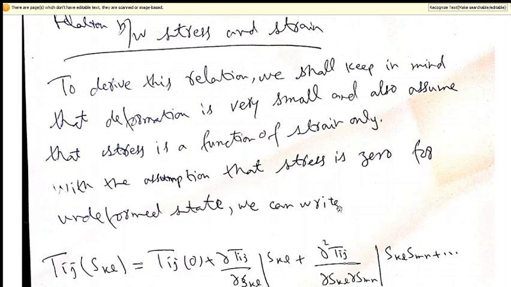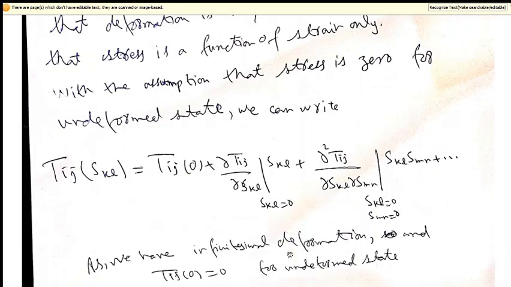So this is written here with the assumption that stress is 0 for the undeformed state. We can write this with the help of a Taylor series at x equal to 0, where we are taking the center of that series to be 0. This is Tij as a function of strain SKL, equals Tij at 0 plus its derivative with respect to SKL at SKL 0 times SKL h, plus the second partial derivative divided by 2 factorial, at SKL equals 0, SMN equals 0, times h square, SKL and SMN.